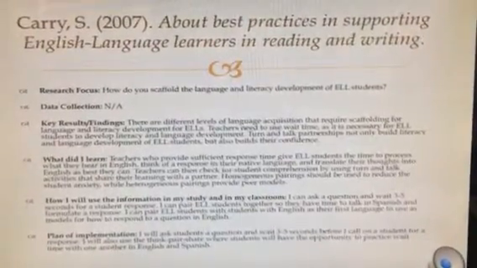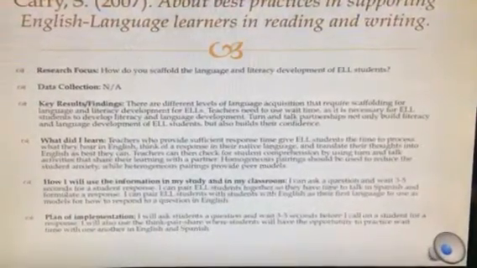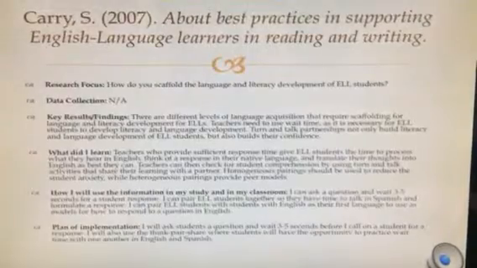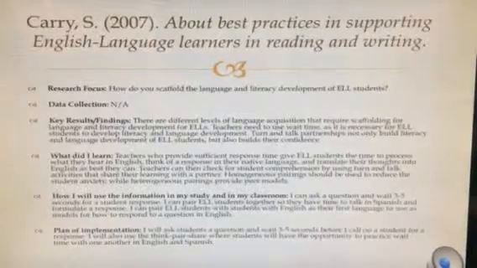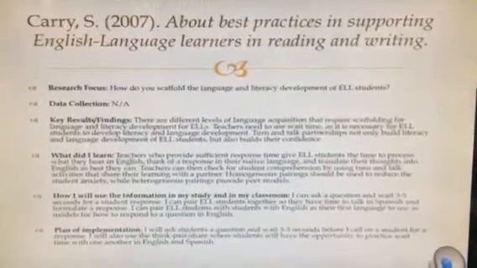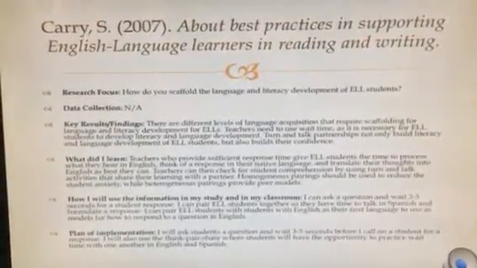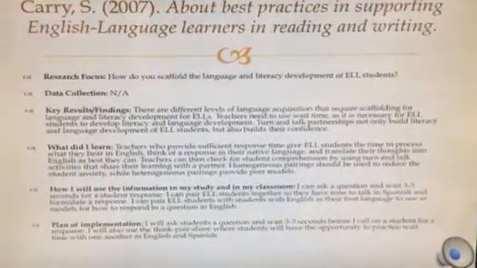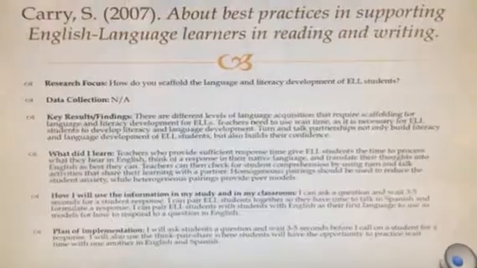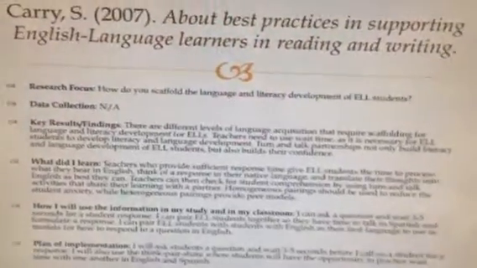I will use this information in my study and in my classroom by asking a question, waiting 3 to 5 seconds for a student response. I pair ELL students together so they have time to talk in Spanish and formulate a response. I pair ELL students with students who have English as their first language to use as models for how to respond to a question in English. In order to do this, I will ask students a question and wait 3 to 5 seconds before I call on a student for a response. I will also use Think, Pair, Share. Students will have the opportunity to practice wait time with one another in English and Spanish.